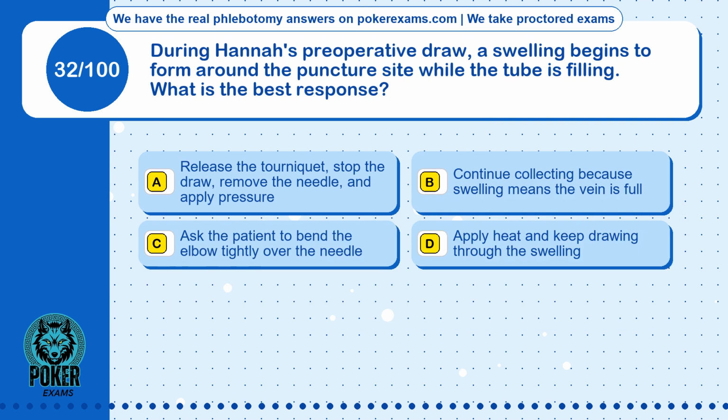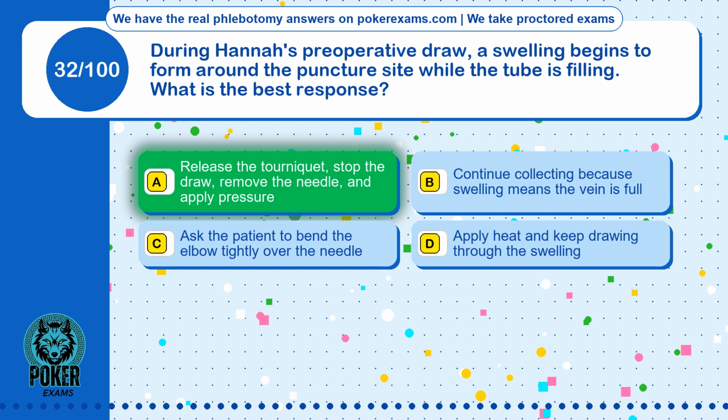Question 32. During Hannah's preoperative draw, a swelling begins to form around the puncture site while the tube is filling. What is the best response? Option A. Release the tourniquet, stop the draw, remove the needle, and apply pressure. Option B. Continue collecting because swelling means the vein is full. Option C. Ask the patient to bend the elbow tightly over the needle. Option D. Apply heat and keep drawing through the swelling.